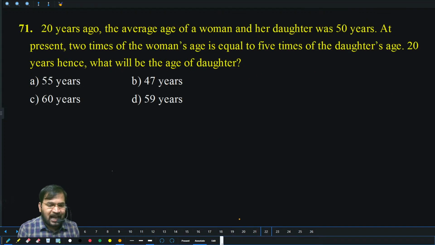20 years ago the average age of a woman and her daughter was 50 years. At present, 2 times the woman's age is equal to 5 times the daughter's age. 20 years hence, what will be the age of the daughter?